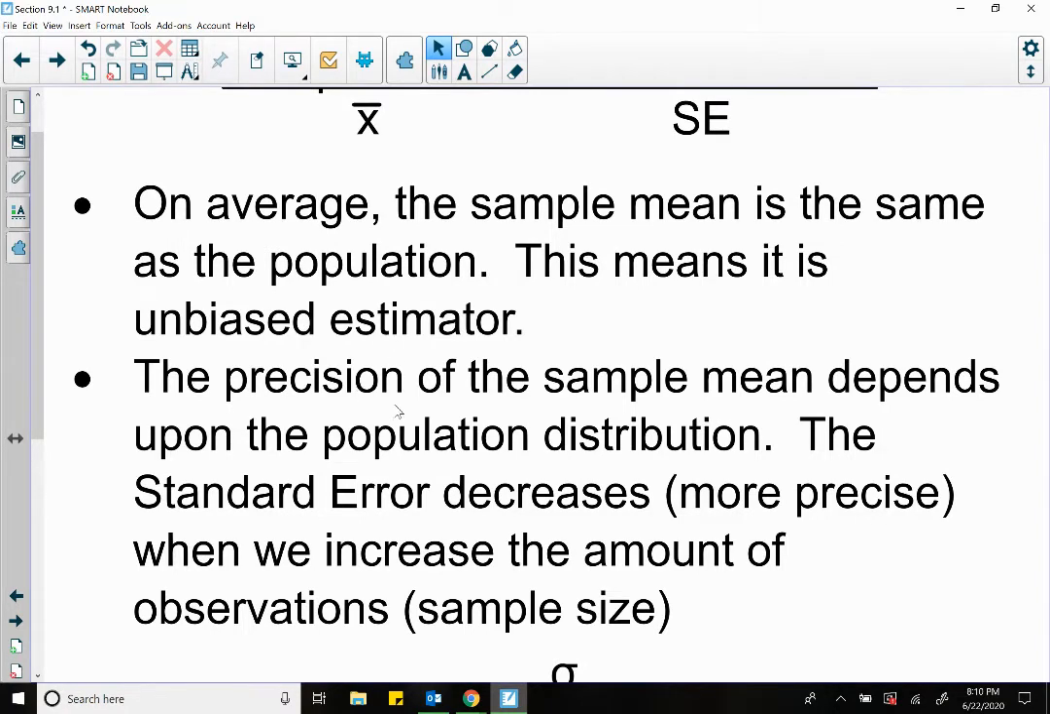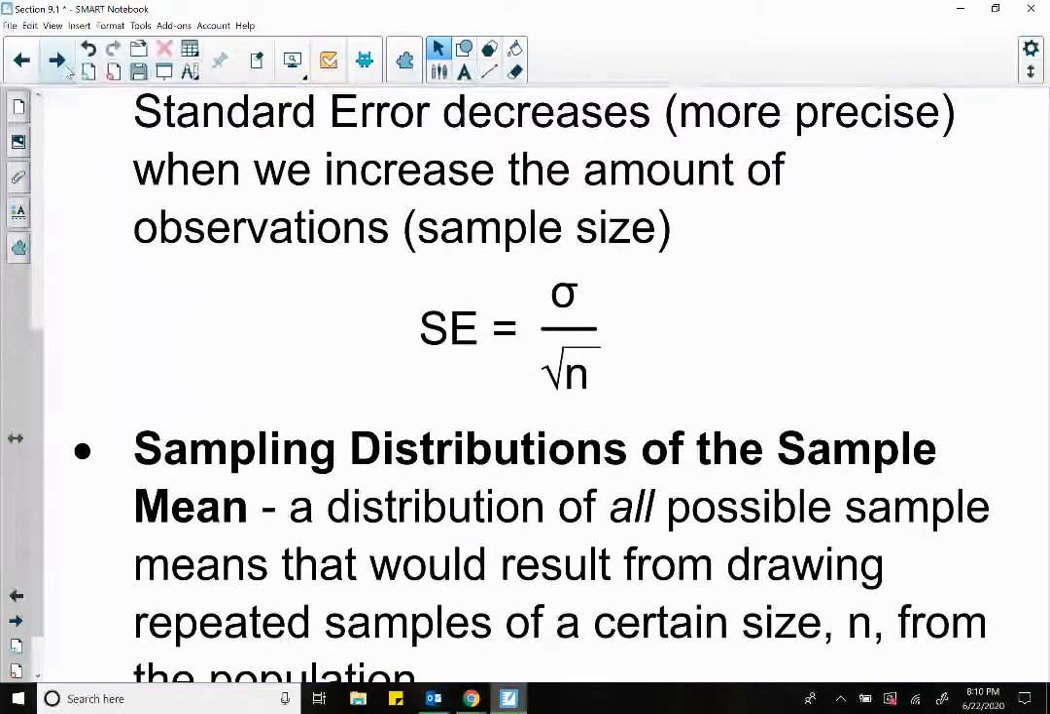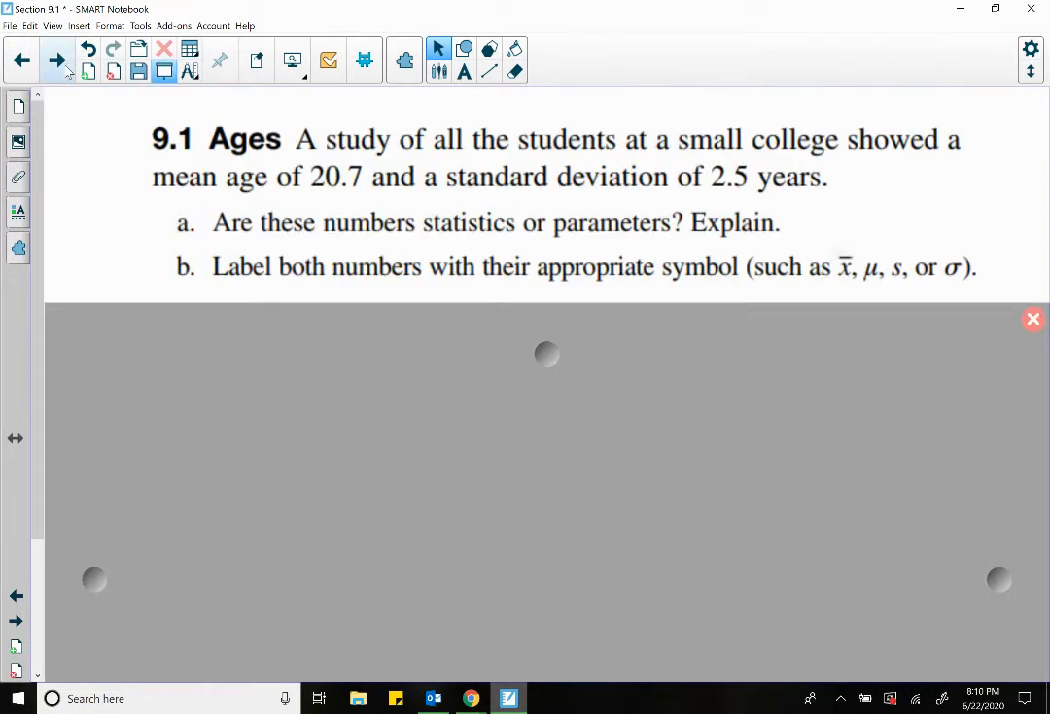And again, when you're talking about precision, this is all about the spread of the data. So as we increase the sample size, the spread gets smaller. All right, let's talk about what you're going to see in your assignment. Again, a lot of this is just review. There's not a lot of new stuff here. So let's talk through this one because I have an example right below it.